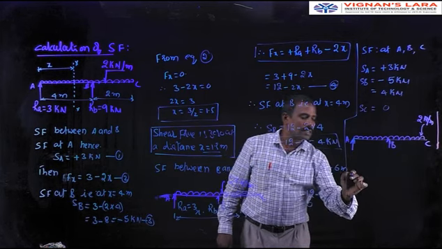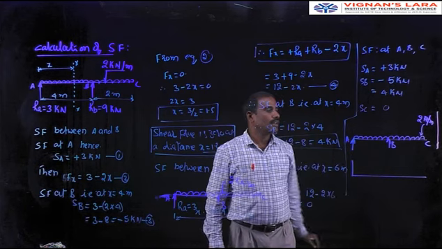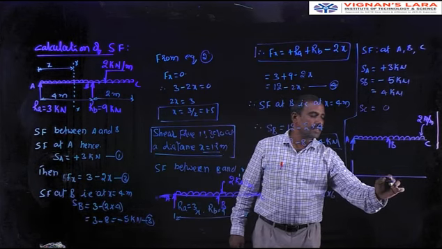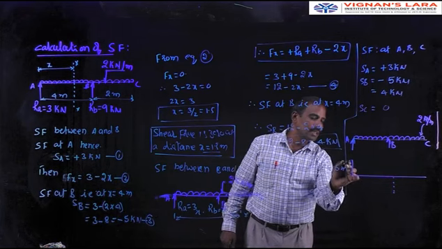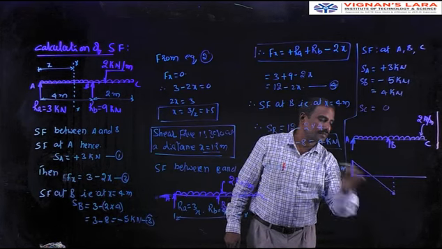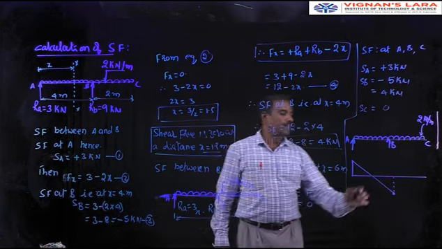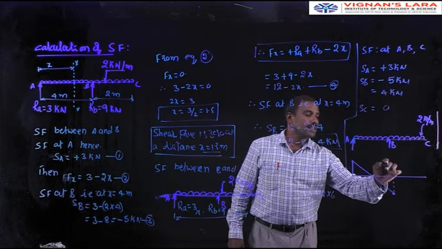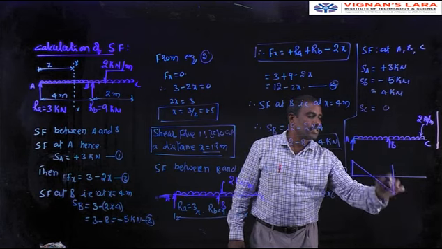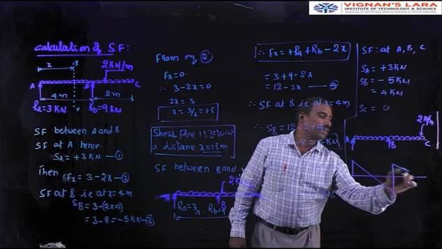What about the shear force at A? That is 3 kilonewtons positively. And what about the shear force at B initially? That is minus 5 kilonewtons. And there is a shear force at B in positive, this is 4, and it is 0.